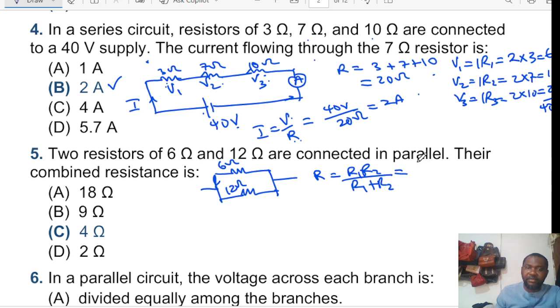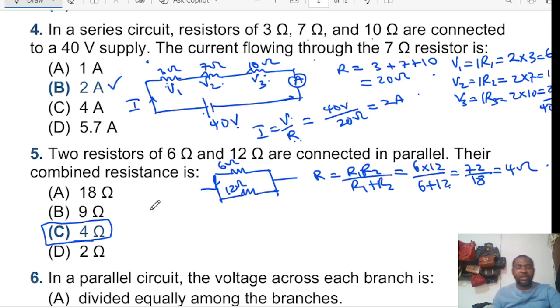So that means 6 times 12 over 6 plus 12. That is 72 over 18, which is equal to 4. So the answer is 4 ohms. But that does not mean you cannot apply the other formula.